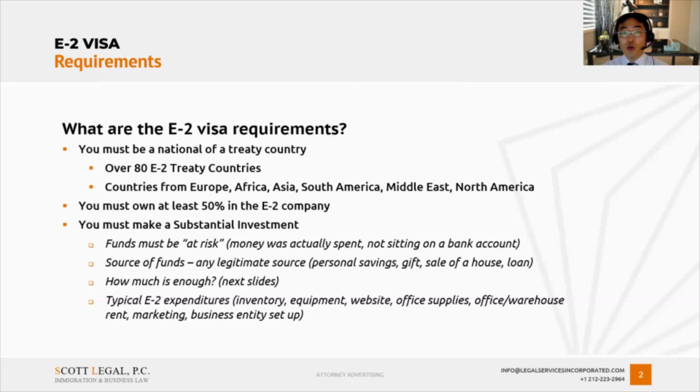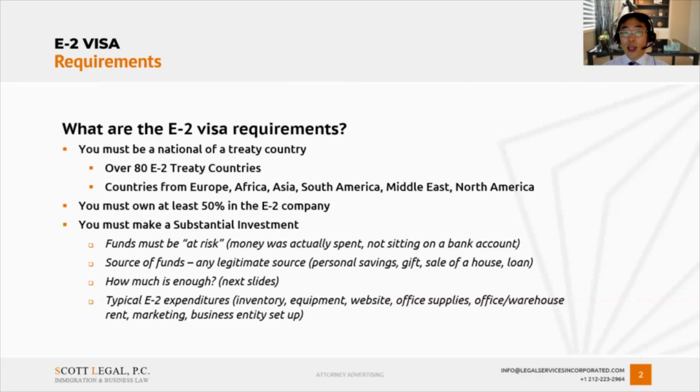But keep in mind that you do not need to be born in the treaty country. You just need to hold a passport from the treaty country. So for example, you were born in India, which is not a treaty country with the United States, but later immigrated to Canada, and you have a Canadian passport now, then you are eligible for the E2 case.